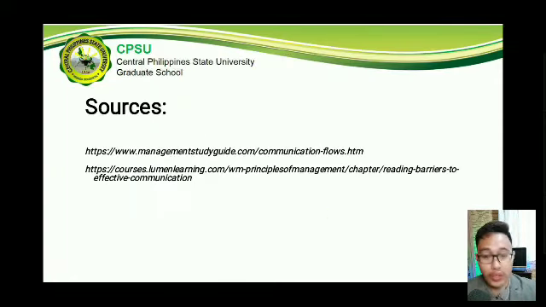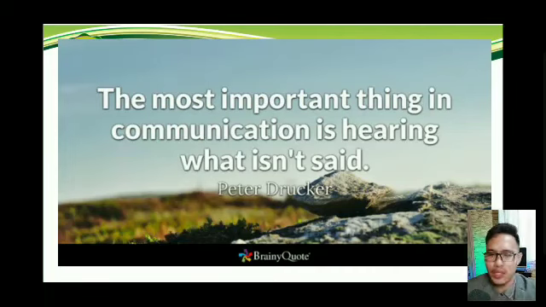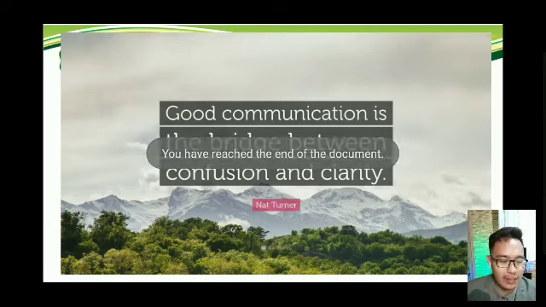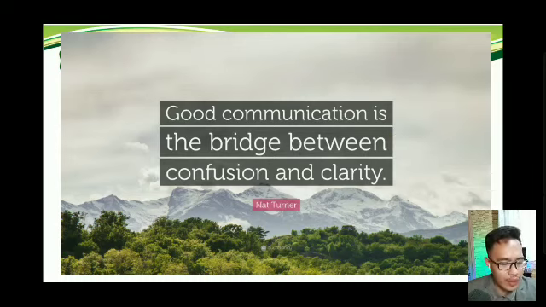These are the resources of my presentation. Before I end, let me share a quotation from Peter Drucker: the most important thing in communication is hearing what isn't said. And according to Nat Turner, good communication is a bridge between confusion and clarity. That's the end of my presentation. I hope that we were able to answer the learning outcomes and the questions that we've posted earlier.